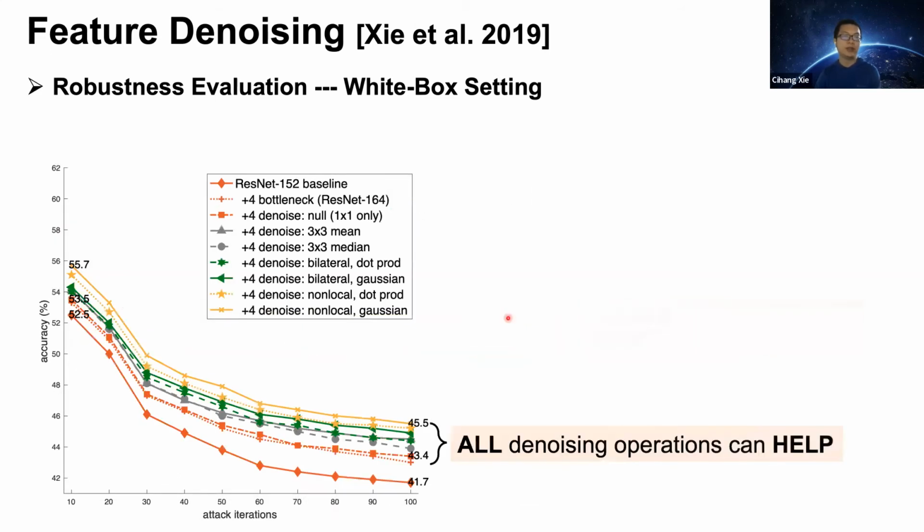And we also pin down different denoising operations. We do the experiments with 3x3 mean filter, 3x3 median filter, bilateral filter, and the non-local filters. You can see compared to this baseline model, the red curve here, all denoising operations basically can give you better performance.